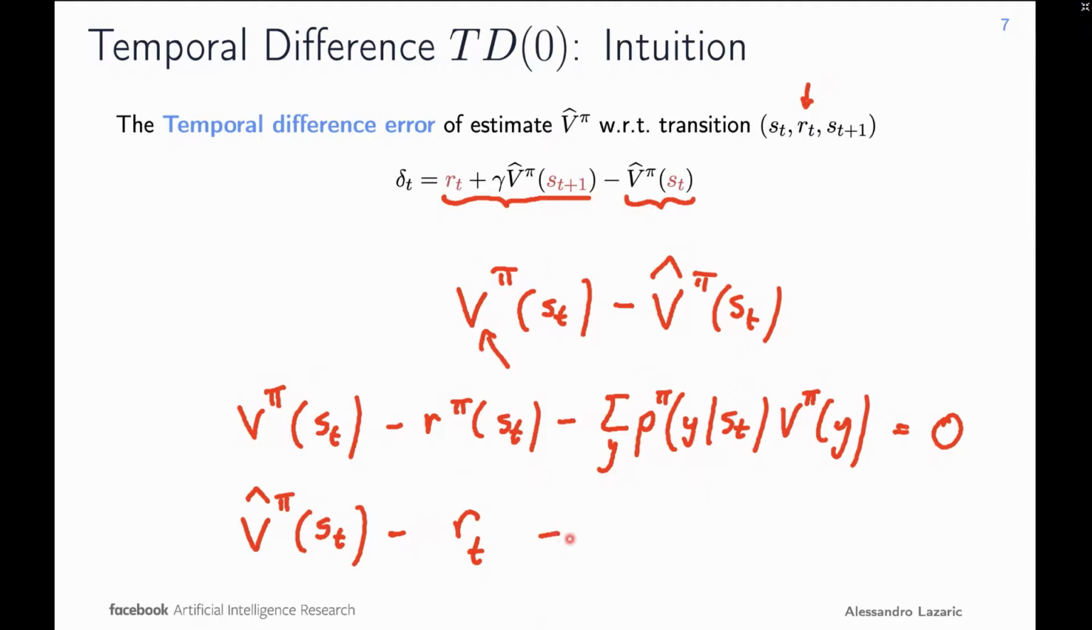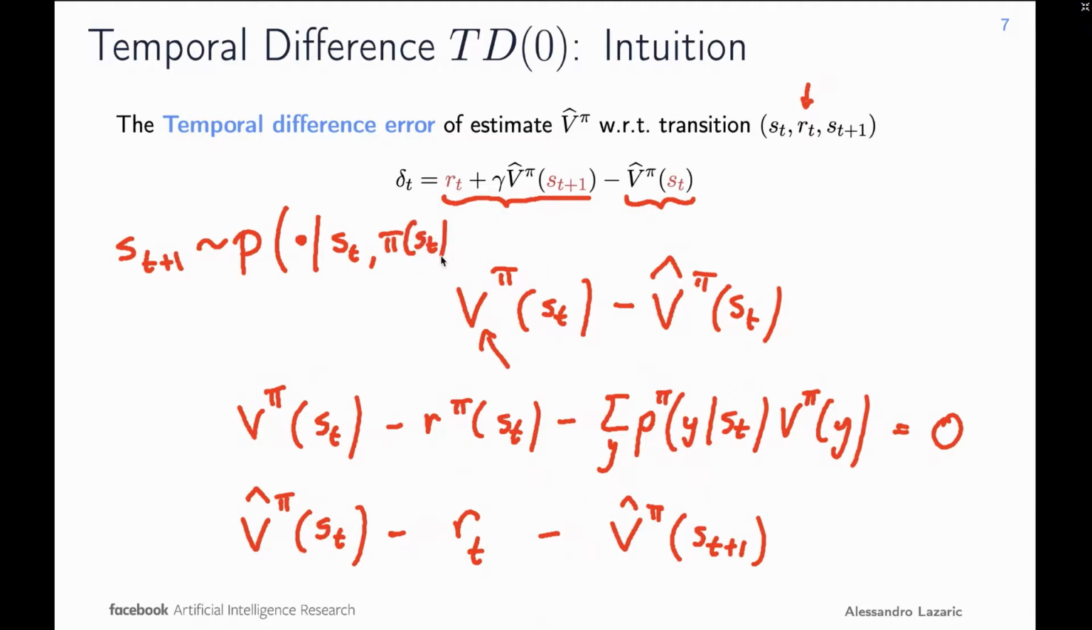Well, let's be cheap. Let's just replace it with one realization of this, and I will just put v pi hat of st plus 1. Of course, what I'm implicitly leveraging here is that st plus 1 is by assumption or by construction generated from the MDP, right? So it is a sample of the distribution that is written here. But I just have that one sample. And so what I'm basically doing here is to say, okay, I could use this Bellman equation, and if I can find a function that satisfies it, I'm done.